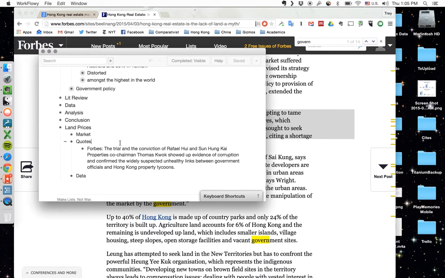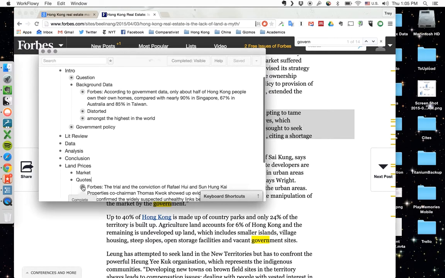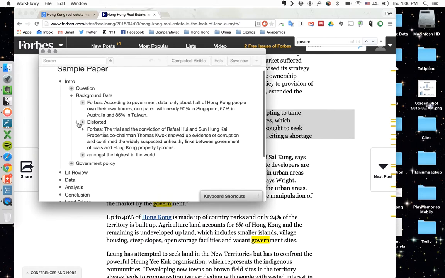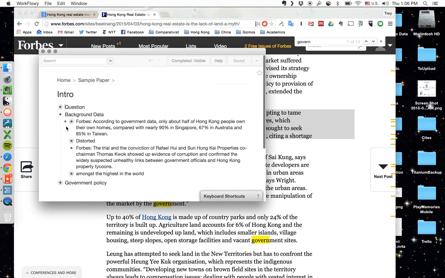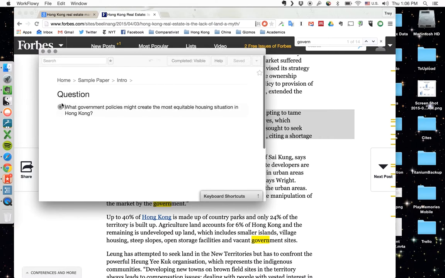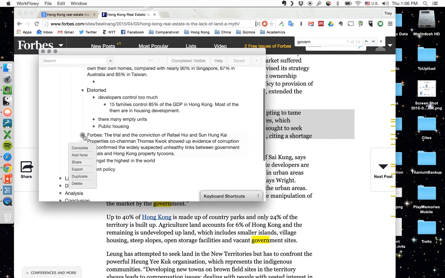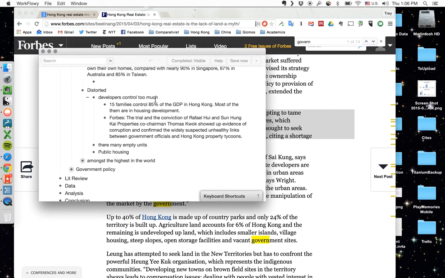I'd probably put this in the distorted part. Sorry, getting lost inside this. Sorry, that's expand. This to me would go here, right? Developers control too much. They have too much power, right? We also talk about functional. Going to misspell this. Okay.